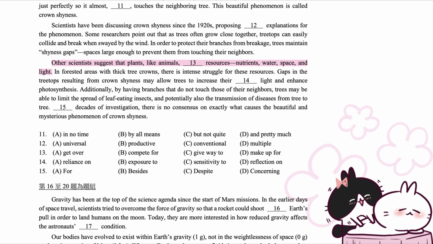Other scientists suggest that plants, like animals, compete for resources: nutrients, water, space, and light. In forested areas with thick tree crowns, there is intense struggle for these resources. Gaps in the treetops resulting from crown shyness may allow trees to increase their exposure to light and enhance photosynthesis. Additionally, by having branches that do not touch those of their neighbors, trees may be able to limit the spread of leaf-eating insects, and potentially also the transmission of diseases from tree to tree. Despite decades of investigation, there is no consensus on exactly what causes the beautiful and mysterious phenomenon of crown shyness.